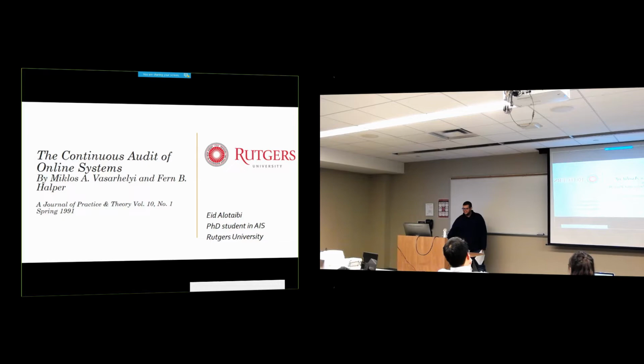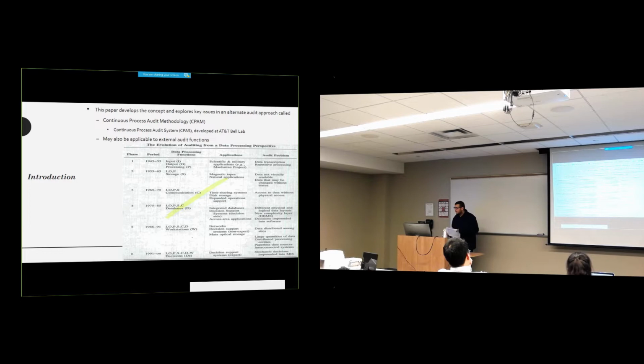This paper develops a concept and explores the issues with the alternative audit procedure using the technology. The technology has two basic parts: the continuous process audit methodology, and the system that used that, developed at the AT&T laboratory by Professor Vasarhelyi and his team, called the continuous process audit system. That was basically used for internal audit, but at that time it could also be used for external audit functions.